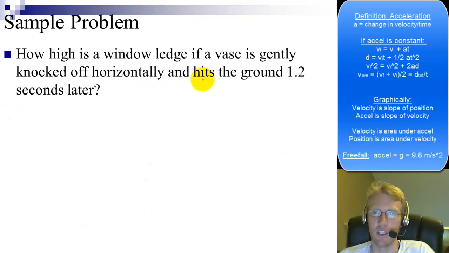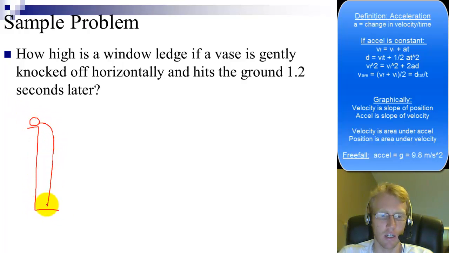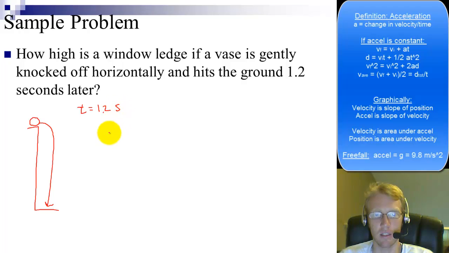How high is a window ledge if a vase is gently knocked off horizontally and hits the ground 1.2 seconds later? So this is what I mean by a quick sketch. Here's a window ledge, here's the ground, here's the vase, it gets knocked off, and I can say time equals 1.2 seconds. Okay, what else do I know? It's gently knocked off horizontally. So what's its starting velocity downward? Velocity initial is going to be 0.